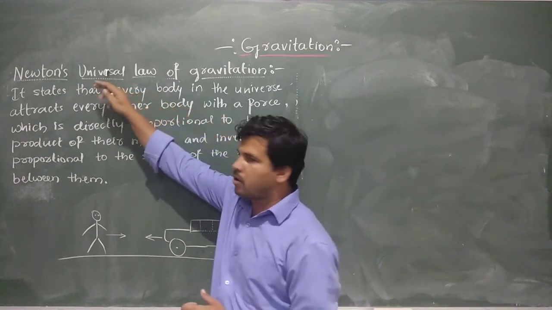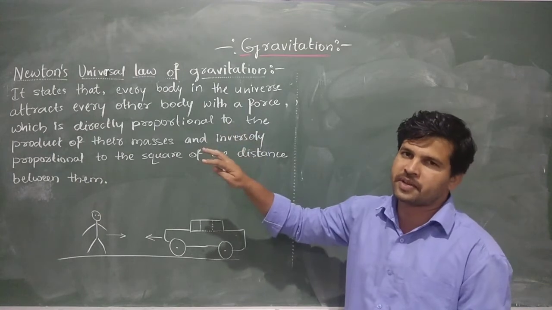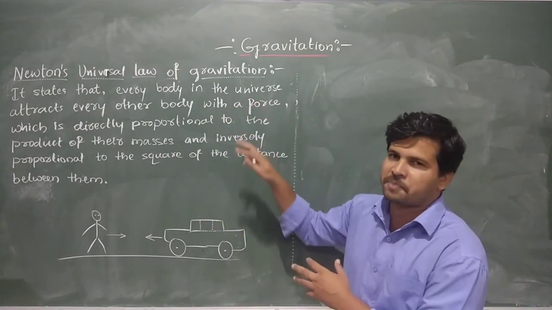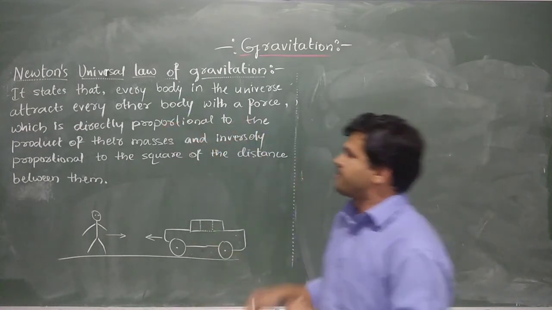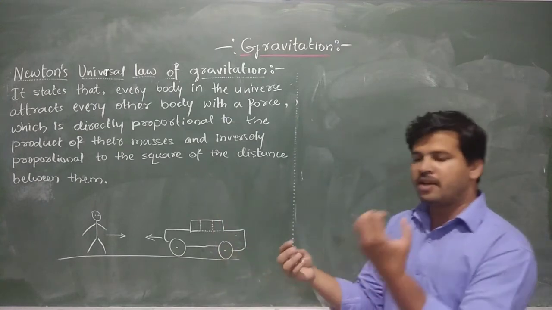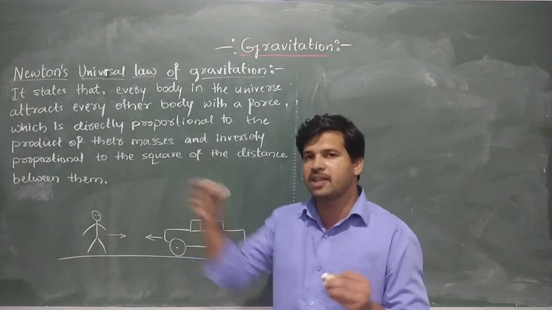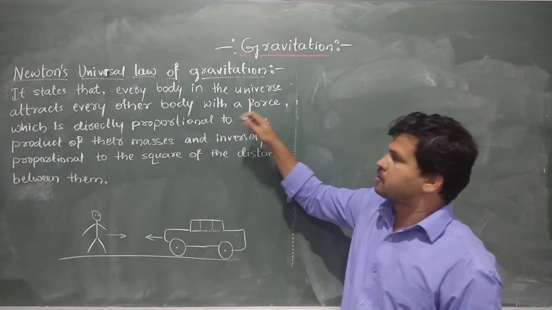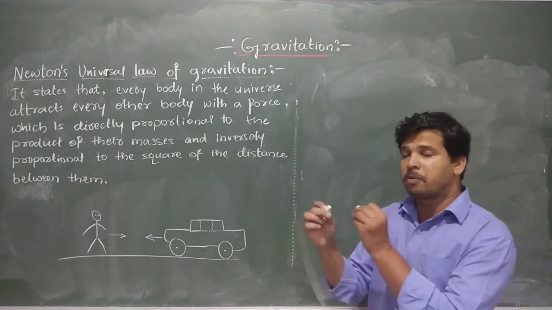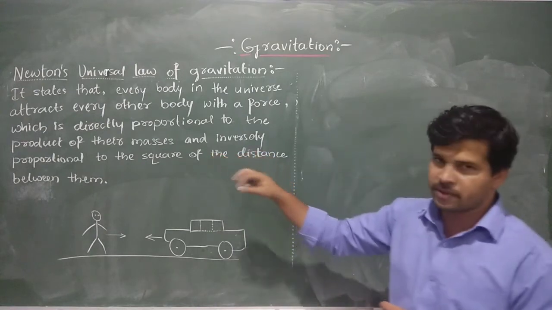Why universal? Because this law is applicable for every object in this universe. If that object has mass, then this law is applicable. This is a very simple law. It states that every body in the universe attracts every other body. For example, there are two chalk pieces. This body attracts every other body with a force which is directly proportional to the product of their masses and inversely proportional to the square of the distance between them.